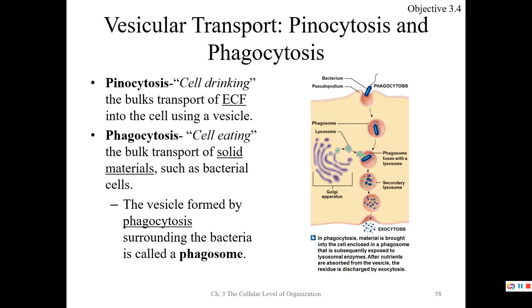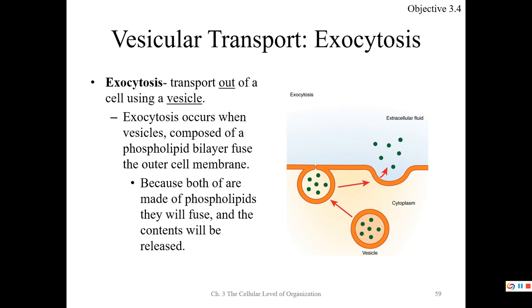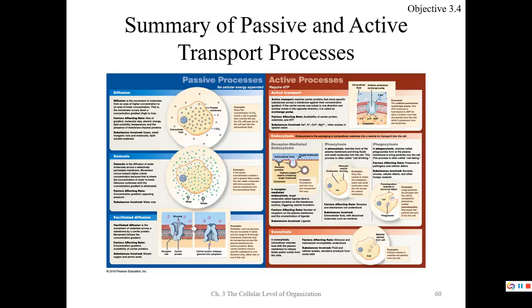Now we have exocytosis. Exocytosis is transport out of a cell using a vesicle. Here we have a vesicle. It comes and binds and fuses to the cell membrane, and because they're both made of phospholipids, they fuse together, and we release the contents. This is exocytosis, where things are removed by a cell. Exo, out of. Cytosis, cell. Transport out of a cell using a vesicle. All right, that's the transport mechanisms.